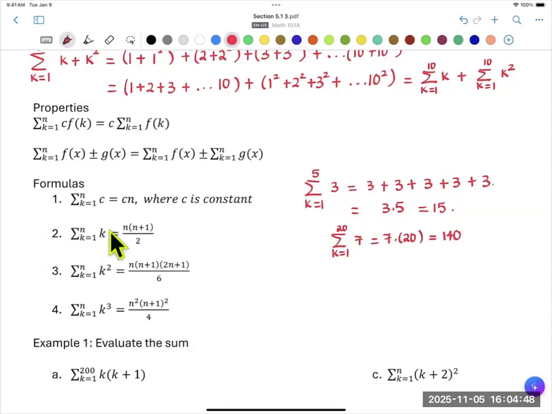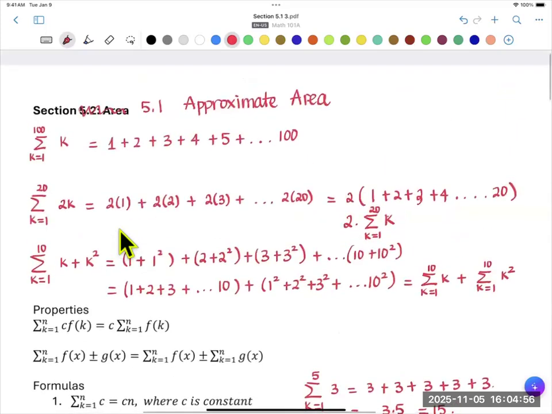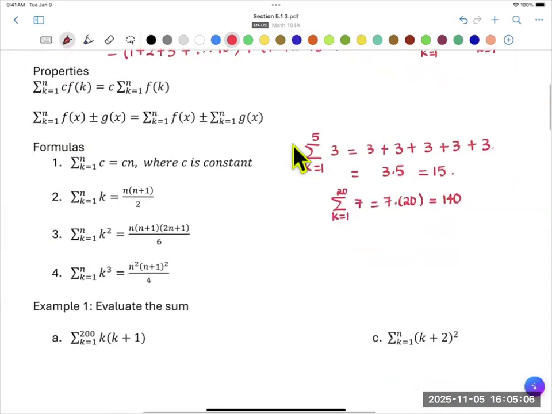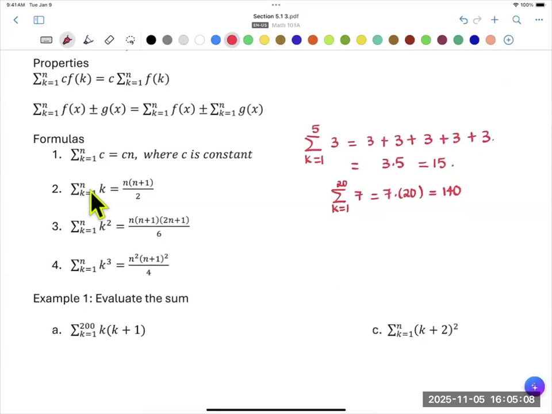And then for the summation of the linear expression, which is the summation of k. So according to the one above, if I have the summation of k from k equals 1 to 100 of k, I will have 1 plus 2 plus 3 plus 4 until 100, right? But the result is saying that if you have the summation of k from k equals 1 to n of k, then that's going to equal n times n plus 1 over 2.